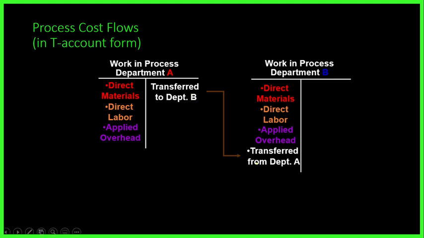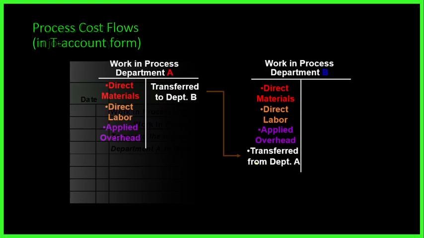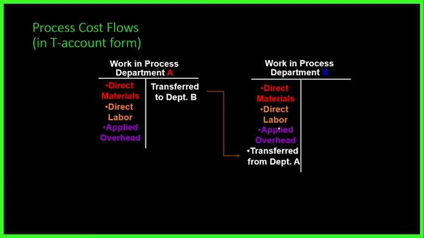The journal entry will be debit to work in process Department B and credit work in process Department A. Now, let's go back to the previous slide. This is what I was referring to earlier. Based on our example, your direct materials, direct labor, and overhead were simultaneously applied and recorded. But sometimes, this will only be recorded once the output of A has been transferred to B.